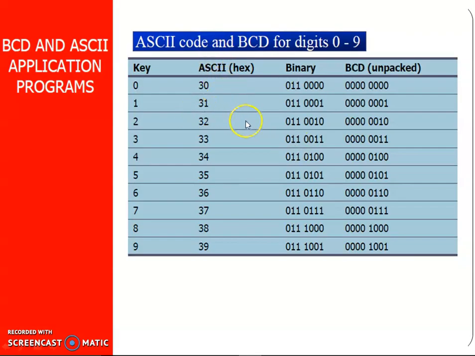This is the important table that you need to remember. Here we have the ASCII code and BCD for digits 0 to 9. We have studied the BCD, binary coded decimal concept. These are the keys from 0 to 9. Their ASCII values start from 30 to 39. Remember this, and the equivalent binary numbers and BCD, the unpacked BCD numbers.